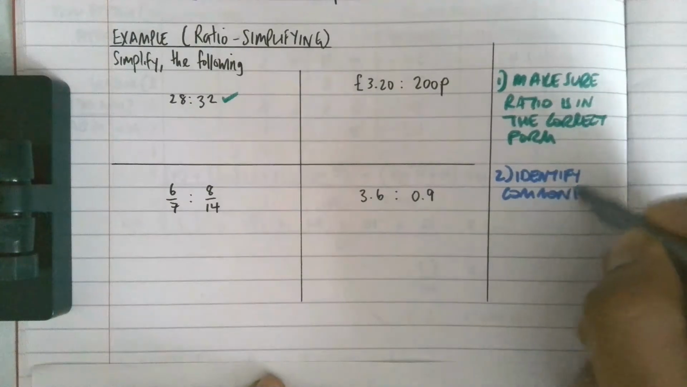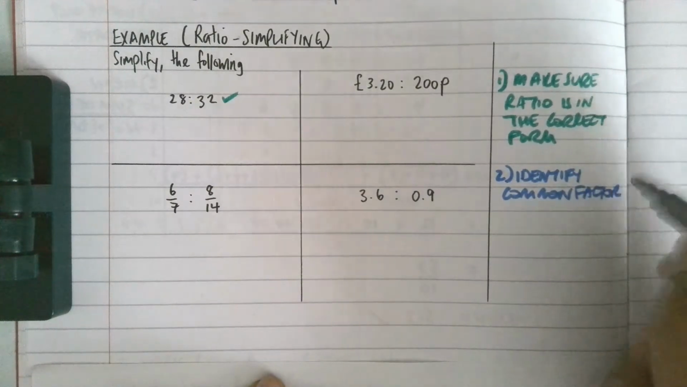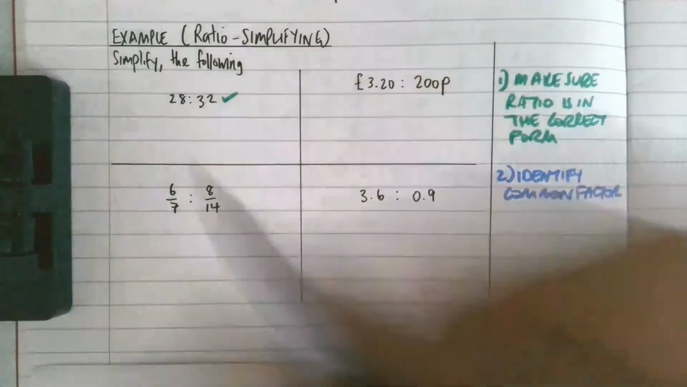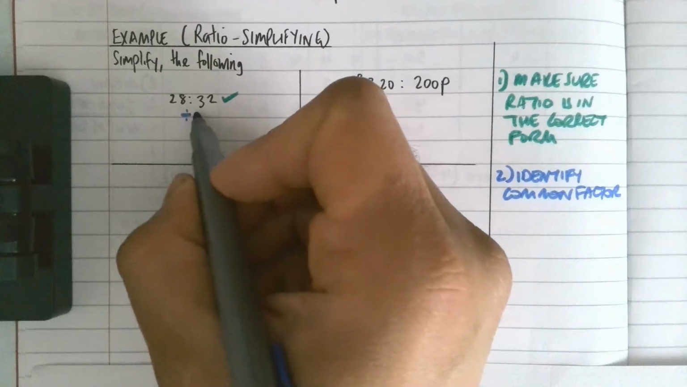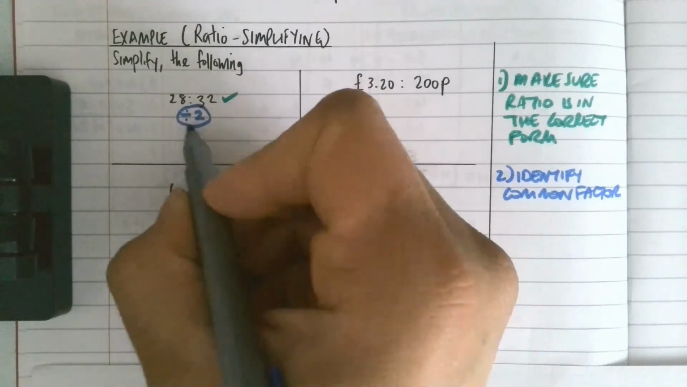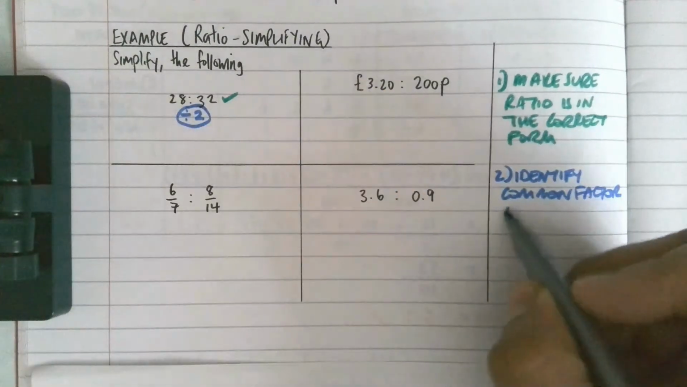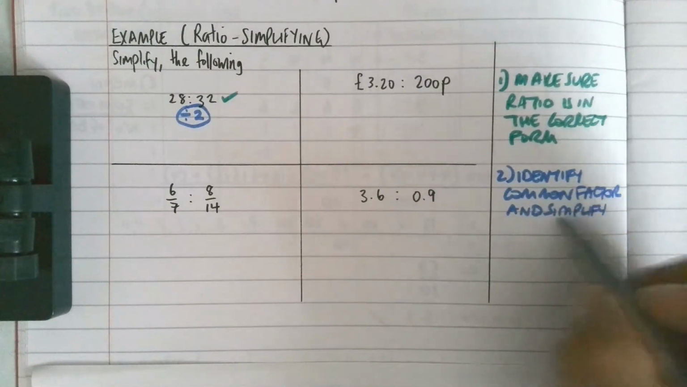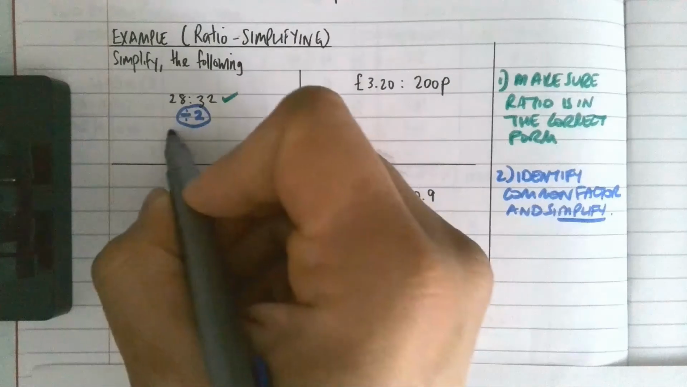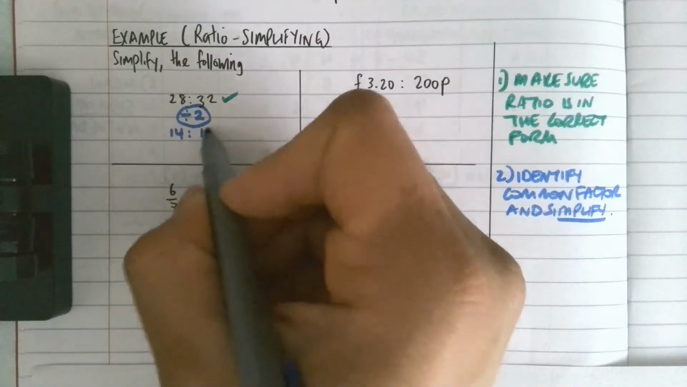The common factor between 28 and 32, what I've chosen, or what one of them is the one I've picked, is going to be 2, and I've chosen 2 because both are even. Now you might identify another factor, and that's perfectly fine. If you have identified the highest common factor, that's also perfectly fine. So I simplify on that with 14 to 16.